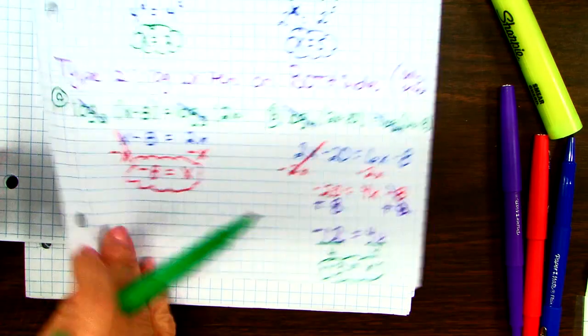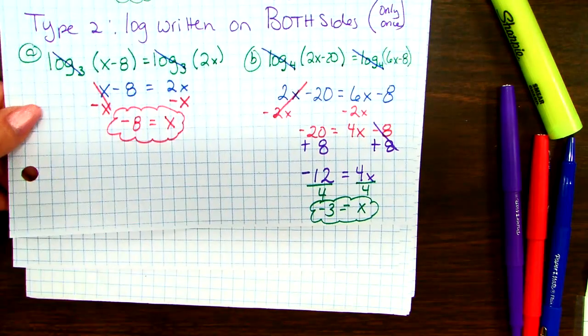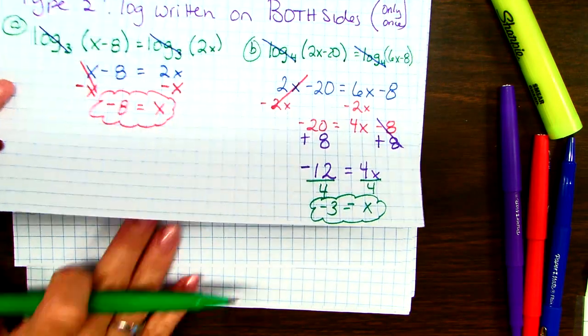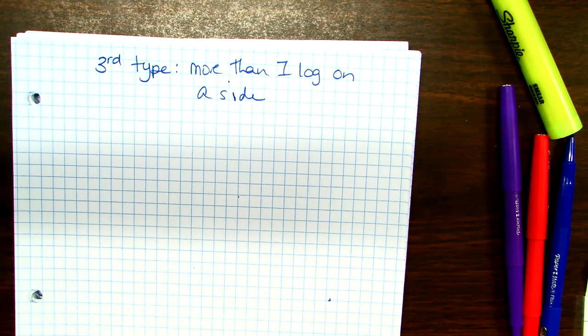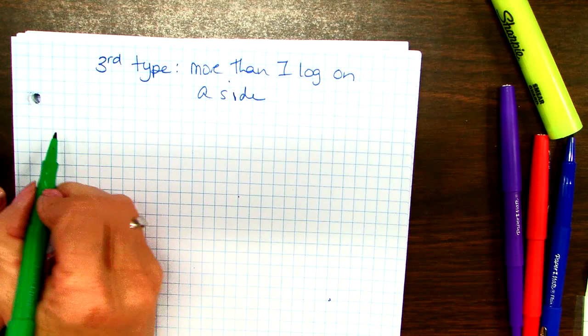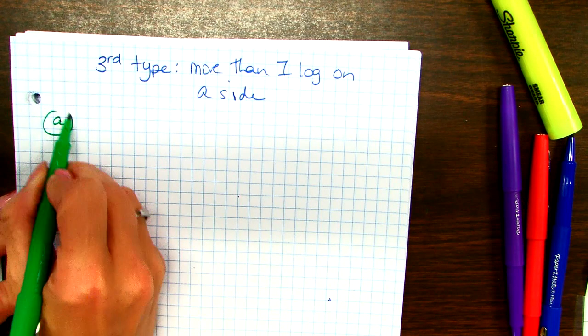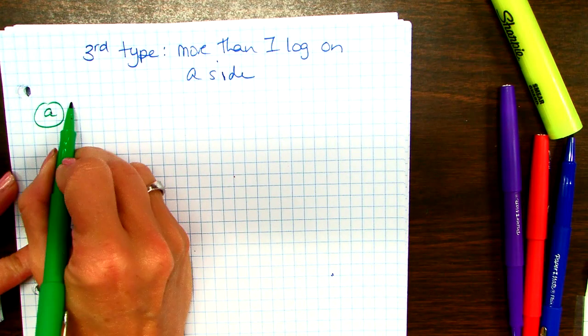So, the third type is more than 1 log on a side. So I'm going to write the problem, and then I'm going to review the properties with you. So this is what you missed yesterday.